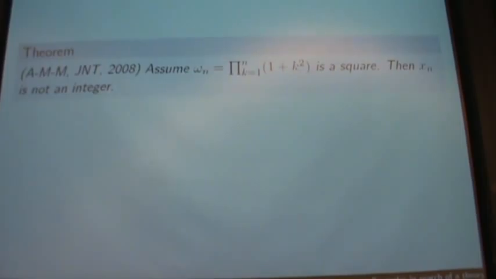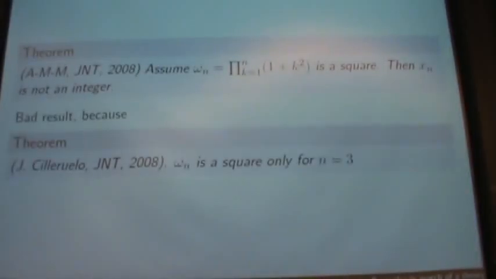Here's a related question. When you try to prove something about your sequence, here's a theorem. You look at the product from k equals 1 to n of 1 plus k squared. I won't tell you how we thought of this; it took us a while. If this is a square, then x_n is not an integer. We're very proud of the theorem. It appeared in a paper in a prestigious journal in 2008. This is a really bad result. You know it's a bad result when the paper that solves your question appears in the same volume of the journal. It's a square only for n equal to 3.